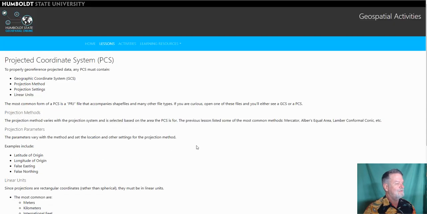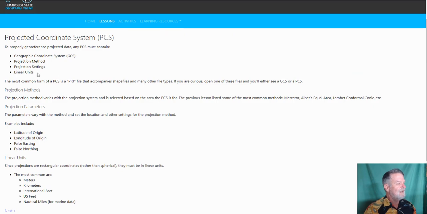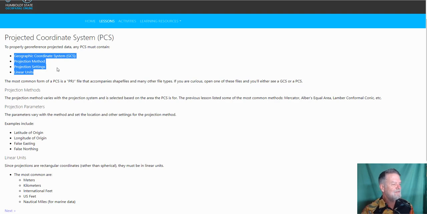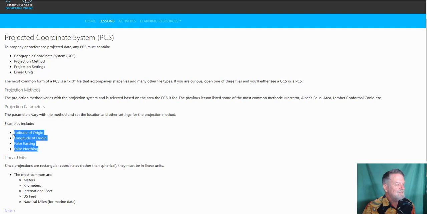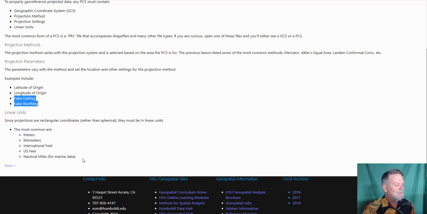Okay, so projected coordinate systems. Again, remember that a projected coordinate system has a geographic coordinate system, projection method, settings, and then linear units. And linear units can be different things. We'll talk a little bit about the methods, but the settings that can go with those methods might be things like the latitude and longitude of origin. In other words, a projection method can change where it starts, and then you can also apply a false easting or northing to shift where 0 is on the coordinate system. And then they work with linear units, and these are some examples.